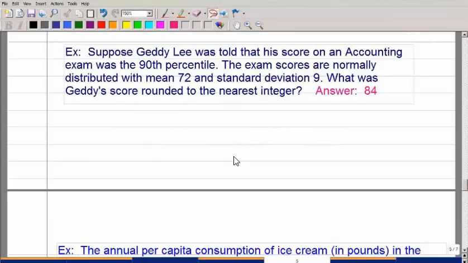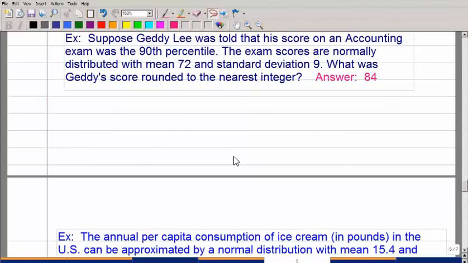All right, here we'll work out this next example. Suppose Getty Lee was told that his score on an accounting exam was the 90th percentile. The exam scores are normally distributed with a mean of 72 and a standard deviation of 9. What was Getty's score rounded to the nearest integer? All right, so the 90th percentile, which means we need to find the value for P90.